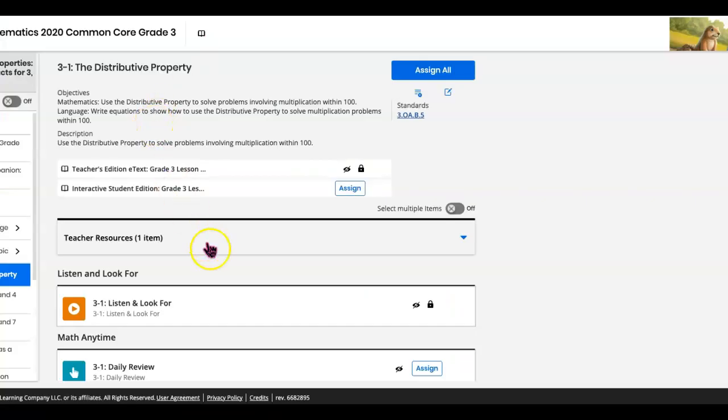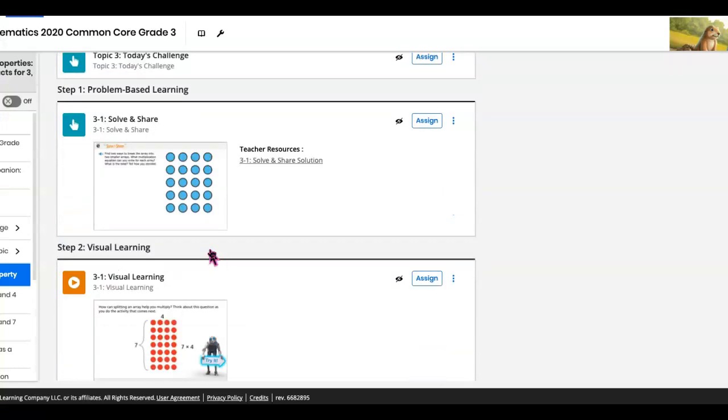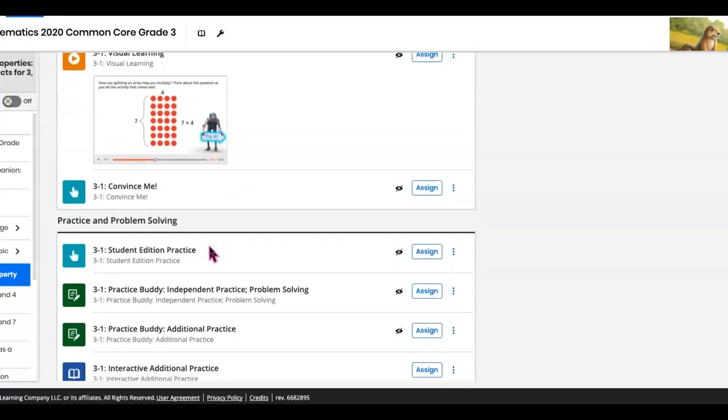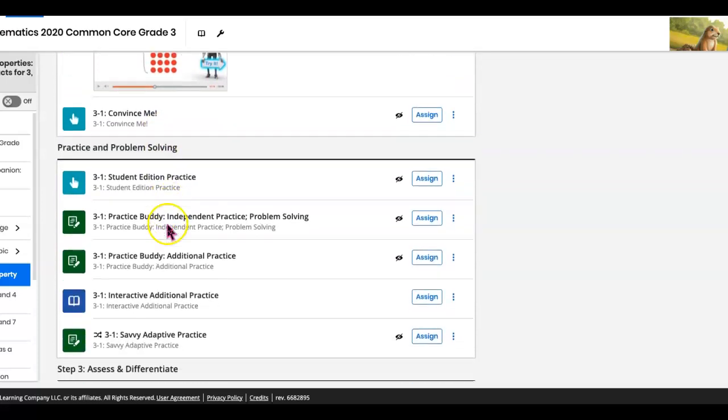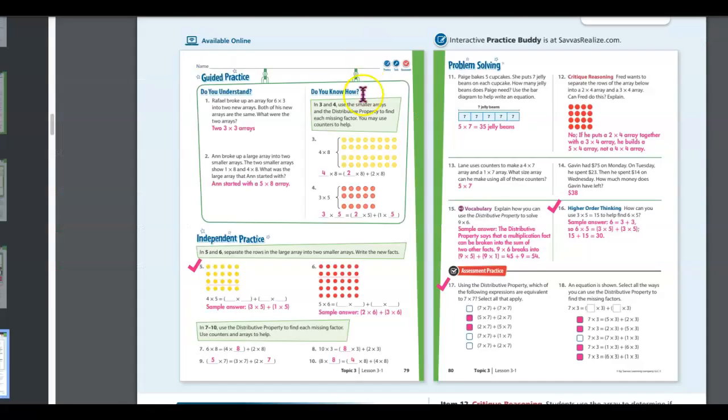Back at your Savvas Realize, same place as all the others. Right underneath that step 2 visual learning where the video and convince me, then you have your practice and problem solving, and you have a few different options that you can choose. Your guided practice, your students on here, you should have them working together, again in partners or with a group through the guided practice. You want them working independently once they hit this independent practice. So let them work together on the guided practice. Independent and problem solving, they should be working on their own on this one.